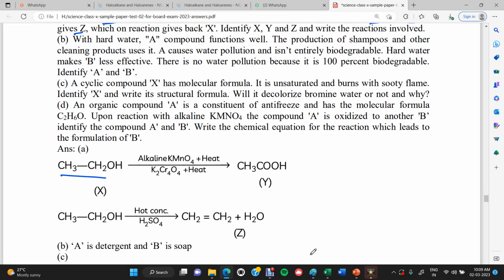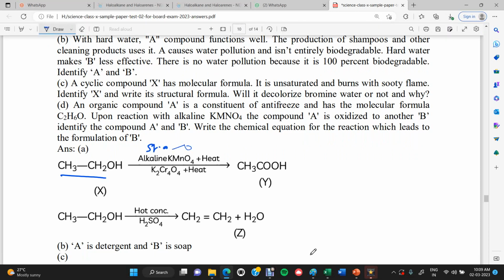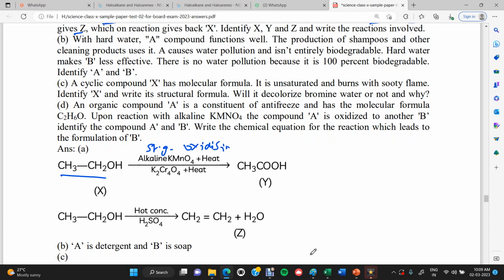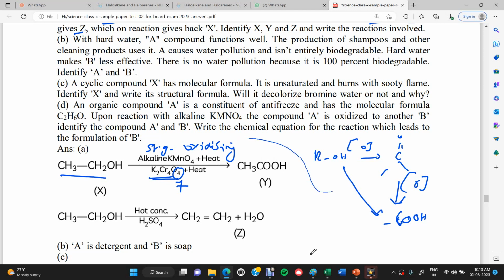Listen here, you have to remember from here itself, this is a strong oxidizing agent, alkaline cold KMnO4, and K2Cr2O7, potassium dichromate. Both are strong oxidizing agents. An alcohol when oxidized gives a carbonyl compound, and the carbonyl compound when oxidized gives the corresponding acid. So when the oxidizing agent is so strong, the alcohol can directly convert to acid. Such strong oxidizing agents are alkaline cold KMnO4 and potassium dichromate.